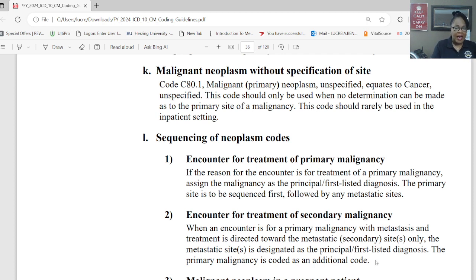So again, they've got a primary site, they've got a secondary site, but if all of the treatment is directed to the secondary site, then that secondary site becomes your principal, but then also use an additional code to identify where the primary site is. Because you're saying this is secondary, so then the question is, well, where is the primary site? Oh, there's also a primary site here, but today the treatment is toward the secondary site.